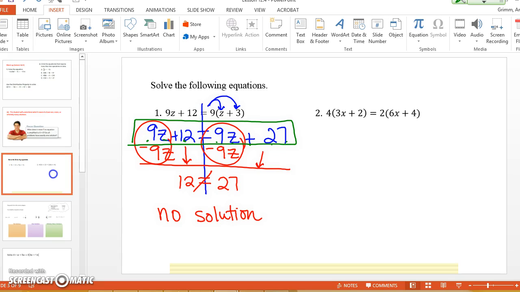Okay, but you do need to be able to see it because they might say, what is this? And you'd have to be able to say, this means no solution. Okay, let's look at the next one.